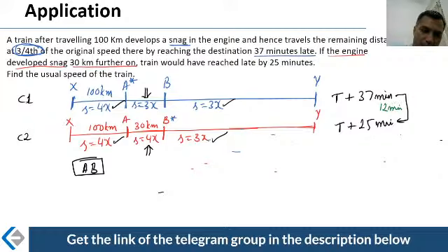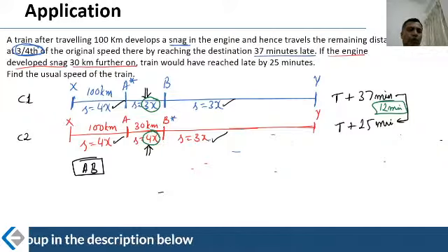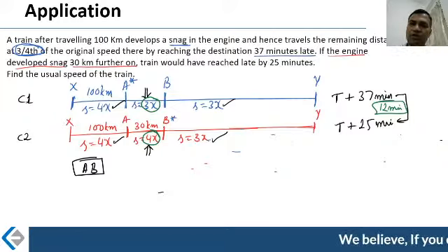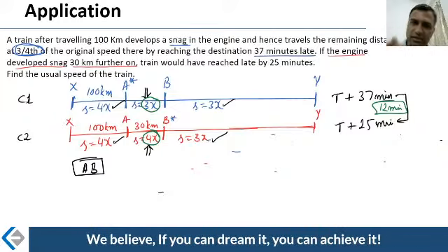If you ask how come it is saving 12 minutes in the second case, it is because of the speed. Earlier it maintained a speed of 3x. Now it maintained a better speed, which is 4x. Because it maintained a better speed, naturally it has saved some time between the two cases.